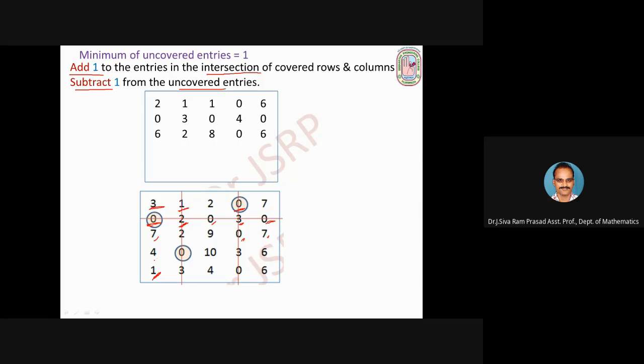Okay. Similarly, 4 minus 1 is 3. This remains 0. 10 minus 1 is 9. This remains the same. Next, this is an uncovered entry, 6 minus 1 is 5. Next, 1 minus 1 is 0. So this is a new possible assignment. 3 remains the same. Next, subtract here: 4 minus 1 is 3. This 0 remains the same. 6 minus 1 is 5. So the new matrix, the new possible assignment, is this one.